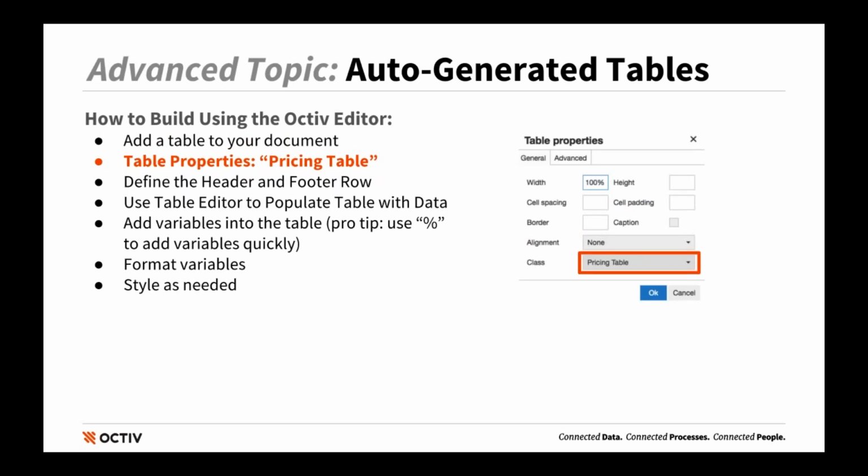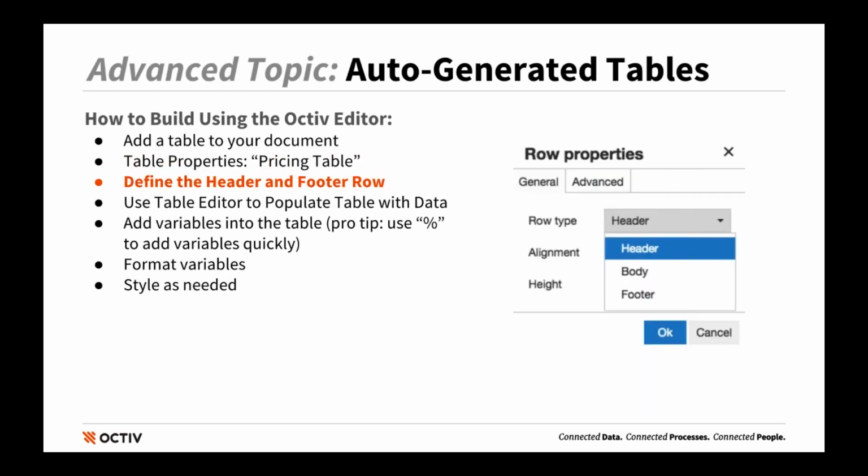So we're adding our table to the document, at least 3 rows and as many columns as you need to represent your data. We're then going to give the table in the Properties panel a class which will define it as a pricing table. These are the steps to get ready to format this table so that it's ready to bring in the data from our CRM.